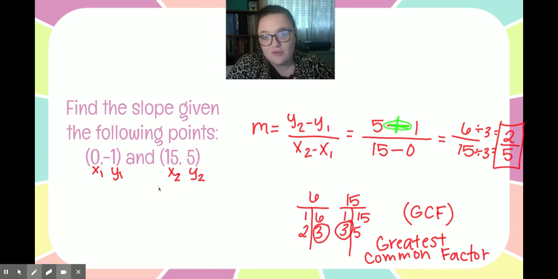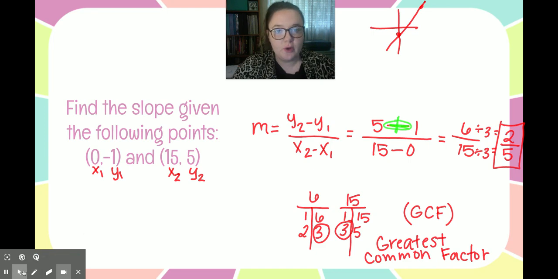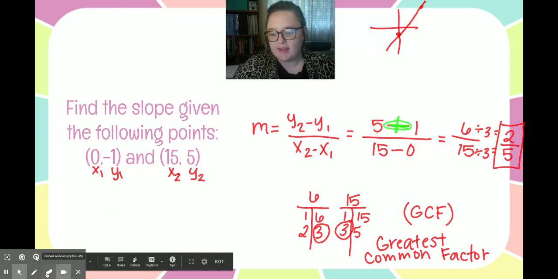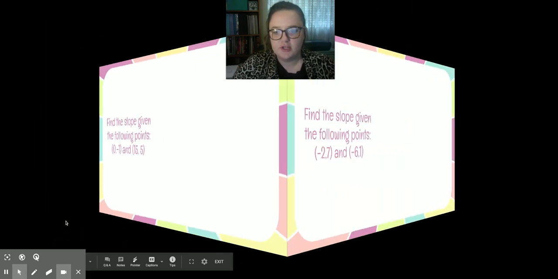And again, if you don't like this slope formula, if you want to make a graph and graph those 2 points, if you want to graph 0, -1 right there, and if you want to graph 15, 5 way up here, and you draw that line, you could calculate your slope with rise over run. So we're going to go ahead and move on to our next example. I'm going to clear this screen for us, and then we're going to move on to our next one.